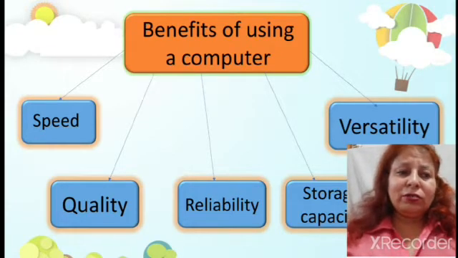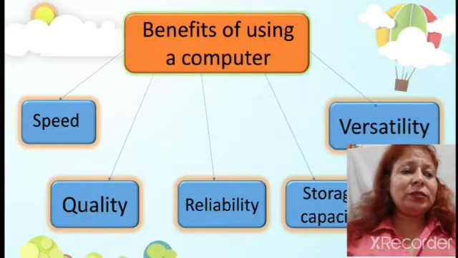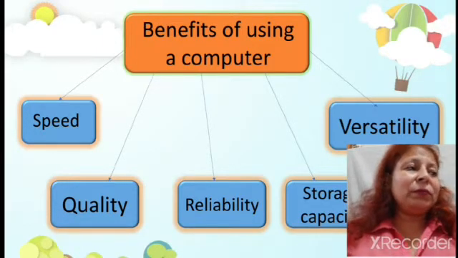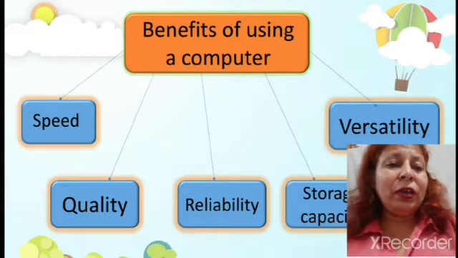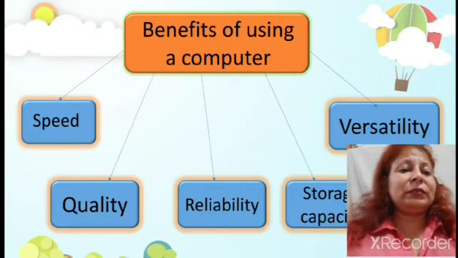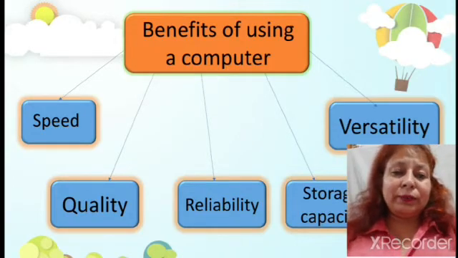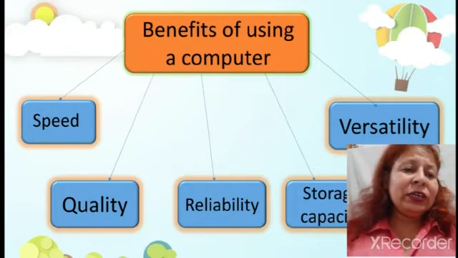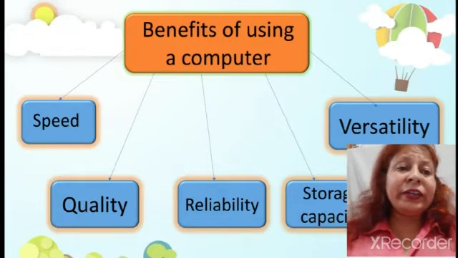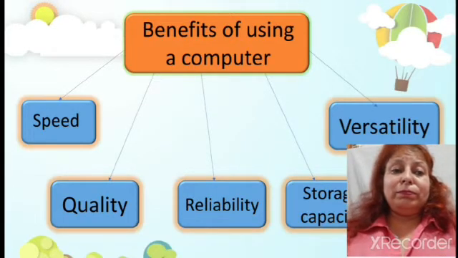Speed. It works so fast that it saves our time. If we do something manually, it takes a lot of time, and if we do it using the system, it takes less time. So it saves our time. Quality is the quality of the work done by us.